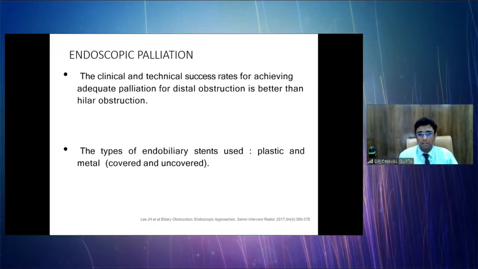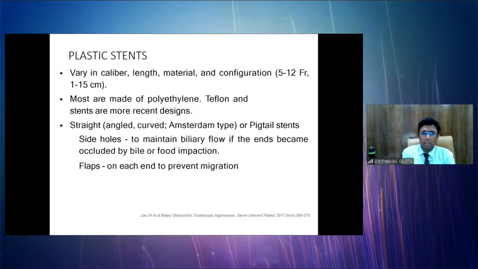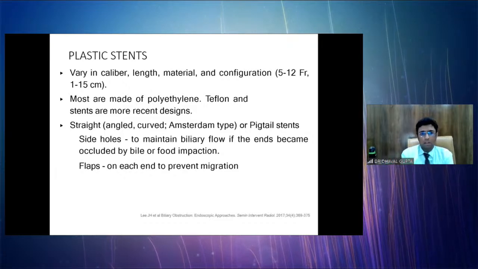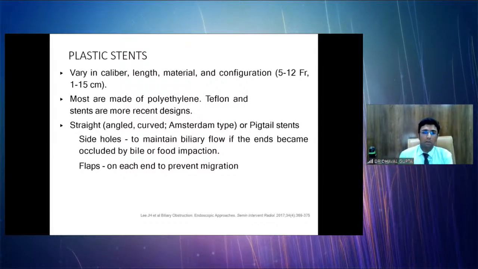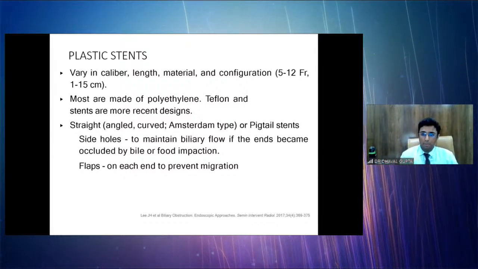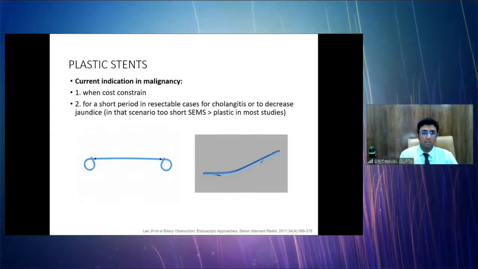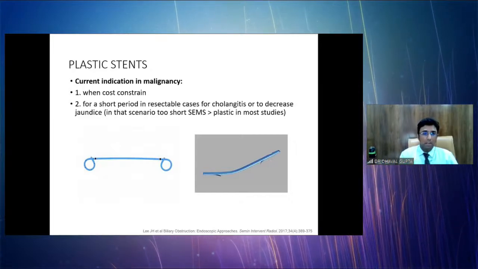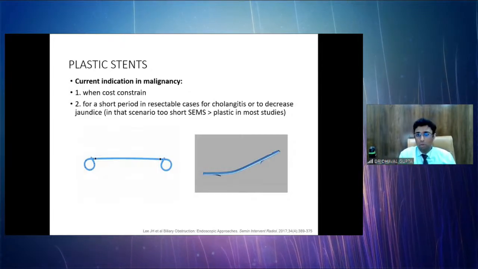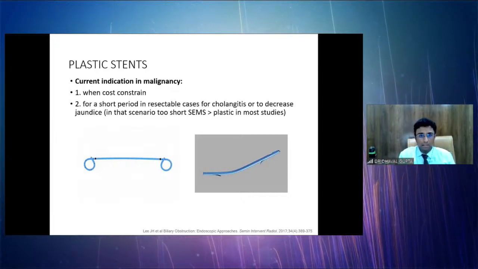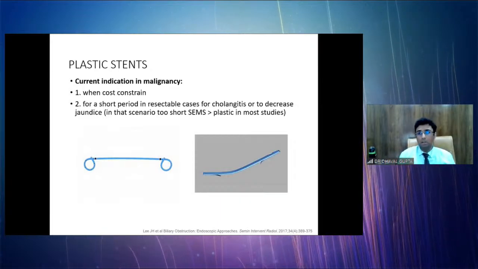The types of endobiliary stents used are mainly plastic and metal. Plastic stents vary in caliber, length, material and configuration, and most are made of polyurethane, polyethylene, and newer stents are made of Teflon. Mainly we use straight stents and pigtail stents. In current routine practice in advanced malignancy, the indications for plastic stents are very limited: when there is a cost constraint, or for a short period of time in resectable cases for cholangitis or to decrease the jaundice. Even in that scenario, in most of the studies, SEMS has been shown to be better than plastic stents.